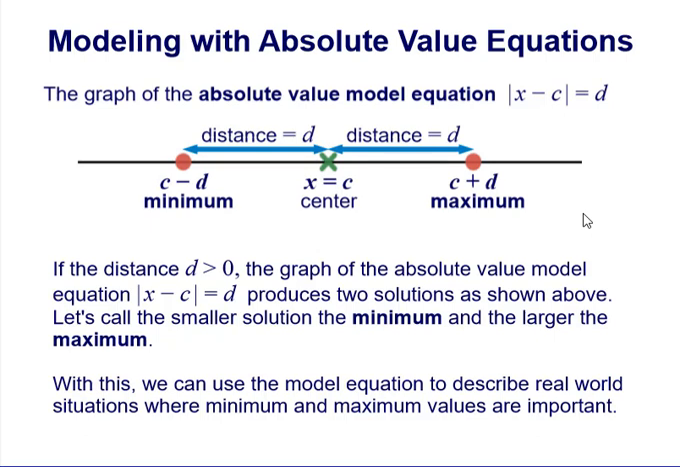Modeling with absolute value equations. The graph of the absolute value model equation, the absolute value of x minus c equals d, looks like this. We have the center and the distance d to give us our two solutions to the left and right. So if the distance is greater than 0, the graph of the absolute value model equation produces those two solutions at the red dots above.